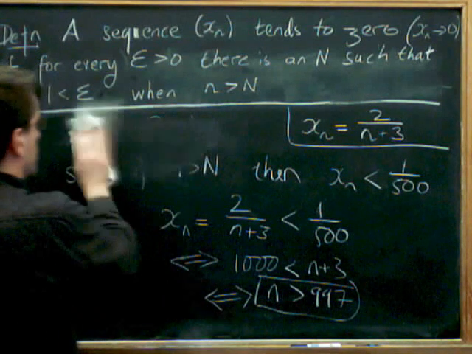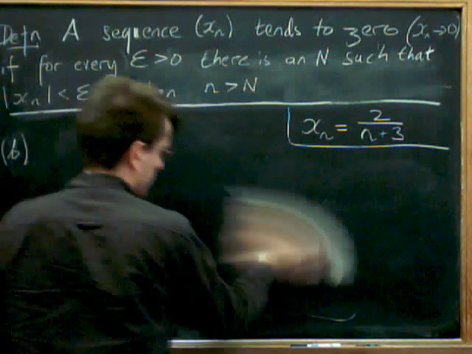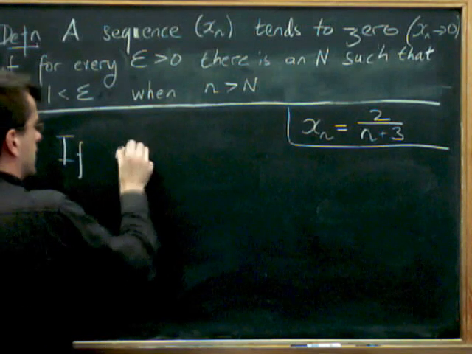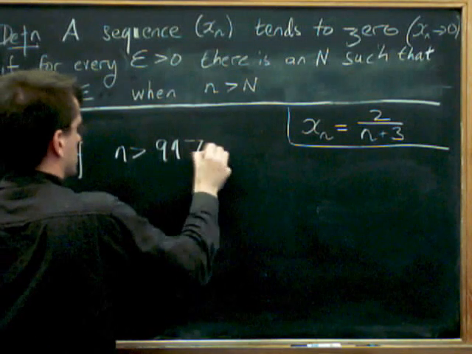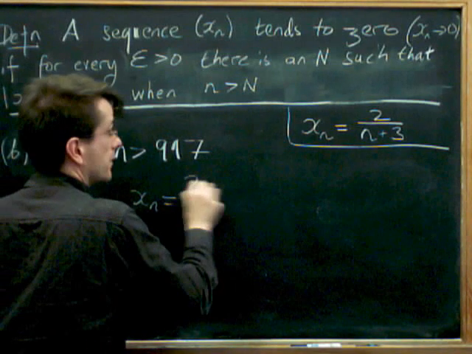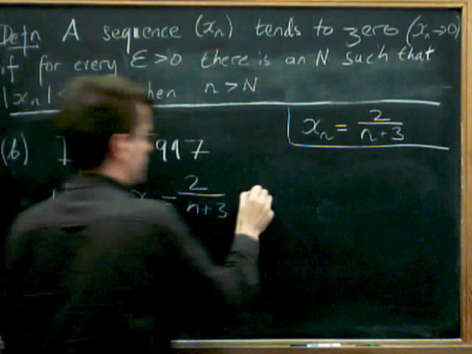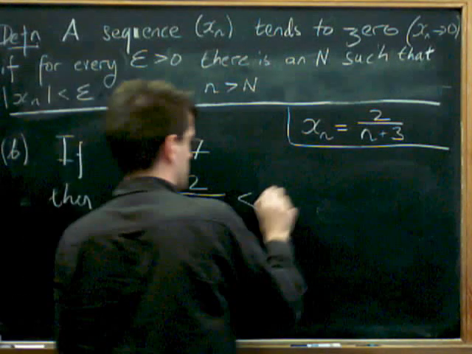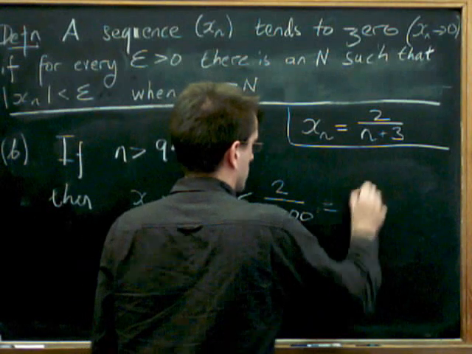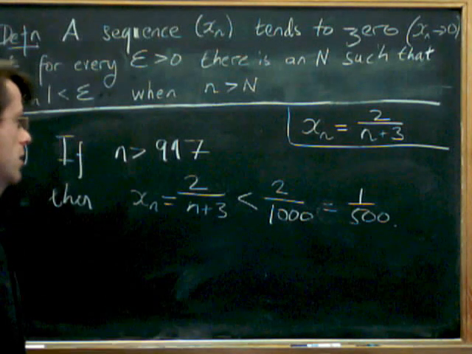So now let's do the proper work. Now we can write it down. Take the 997. So if n is bigger than 997, then xn is going to be 2 over n plus 3. N is bigger than 997, so the denominator is bigger than 1,000, so that's going to be less than 2 over 1,000, which is 1 over 500. Okay, so there we found our answer.